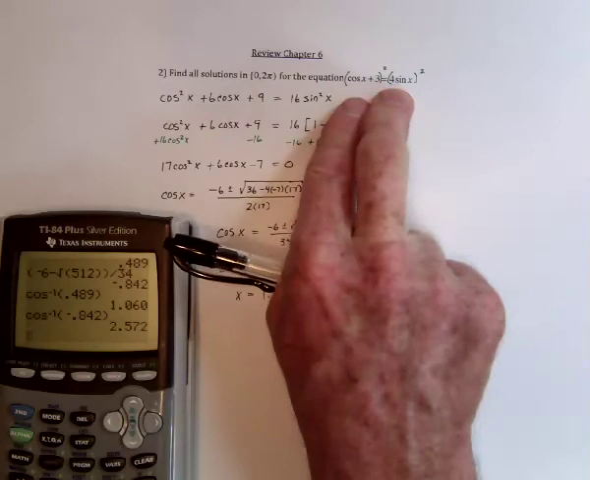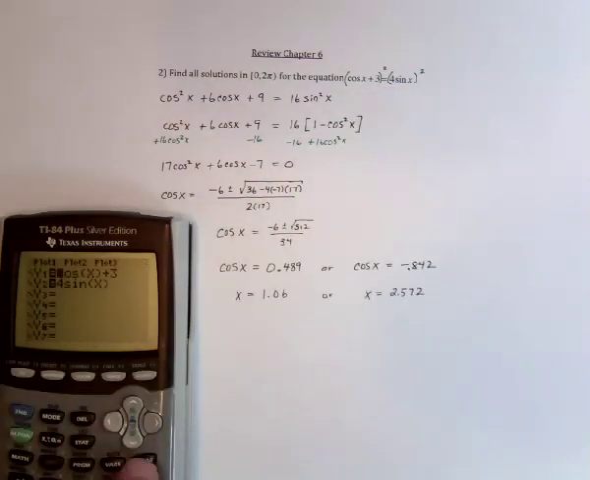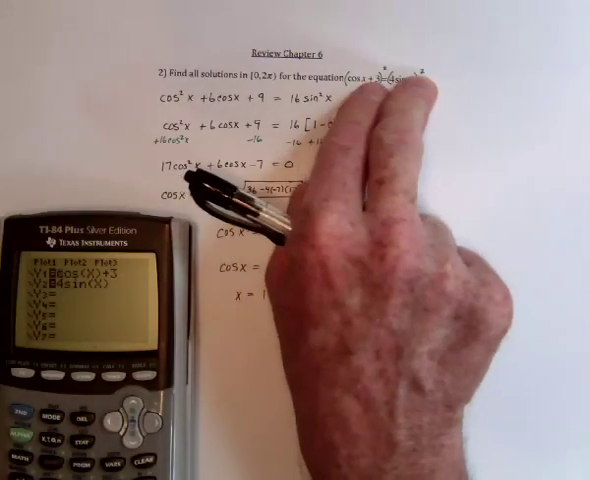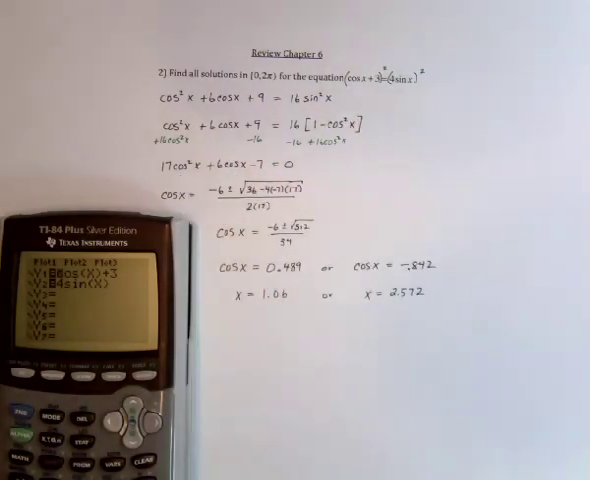And then graph the original problem and see: cosine of x plus 3 equals 4 sine of x. And then see, because sometimes when you square both sides, it introduces answers you don't really need, that aren't true. So we need to check.